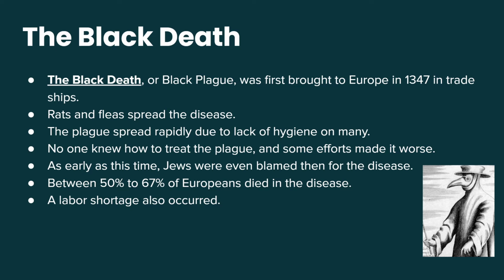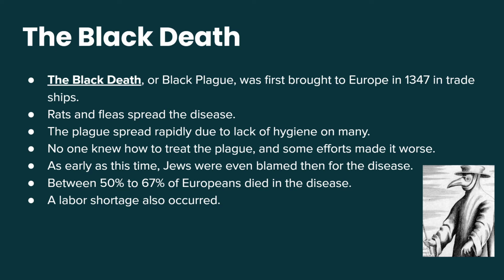It spread rapidly due to a lack of hygiene, so people weren't aware of the things they should be doing, like washing their hands. No one knew how to treat the plague, and some things they tried were really bad. Like they tried to have leeches suck blood out of you. They thought that would be good, but no, that's even worse, because there can be some disease you can get just from that.